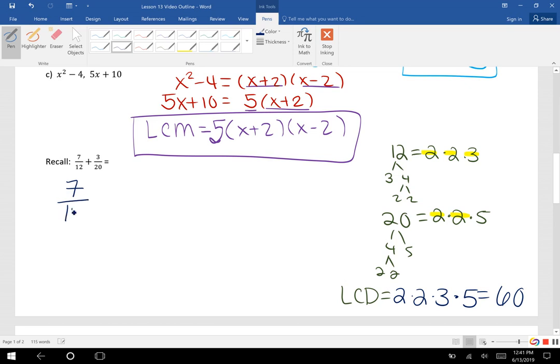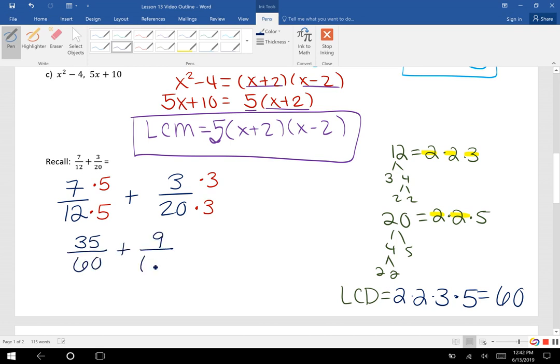And so then the idea is I need to rewrite each fraction so that it has a denominator of 60. To turn a 12 into a 60, I have to multiply by 5. And so I'm going to do that to the top and the bottom. To turn a 20 into a 60, I have to multiply by 3. So I'll do that to the top and the bottom. And so now I have 35 over 60 plus 9 over 60. Now we can add the numerators. Denominator stays the same. So 35 plus 9 is 44 over 60.